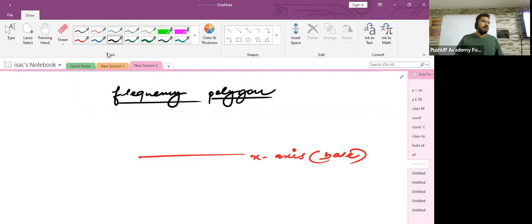Then, each and every vertex, children, each and every vertex that you are going to connect with line segments, all these are the different frequencies. Say, for example, this is F1, this is F2, this is F3, this is F4. What am I trying to represent with F1, F2, F3, F4? The frequencies which you are going to represent for each and every class interval.